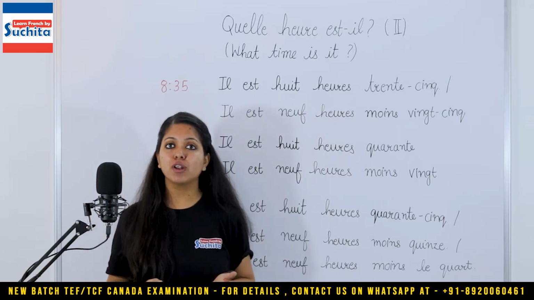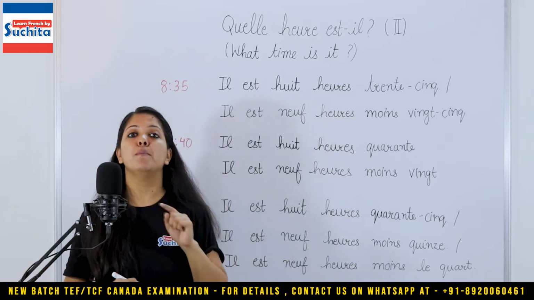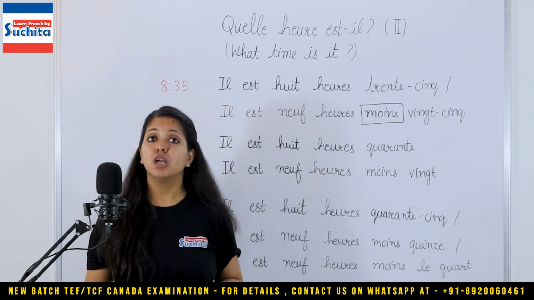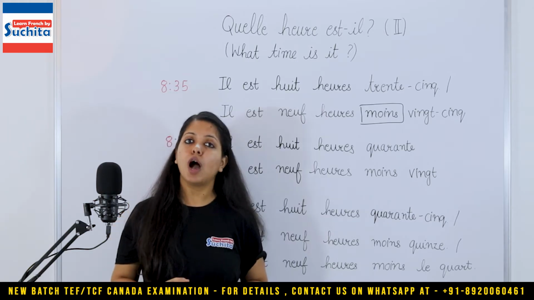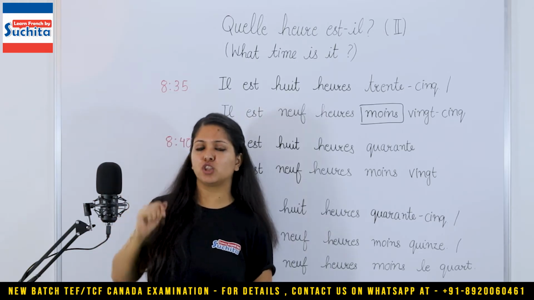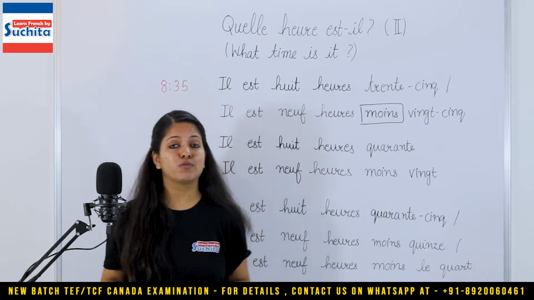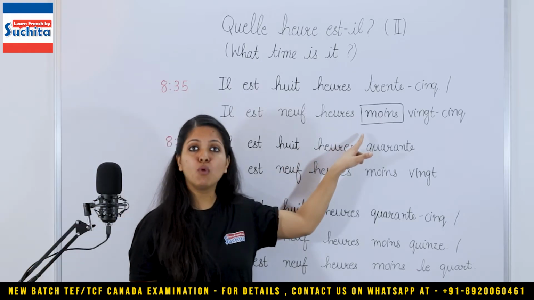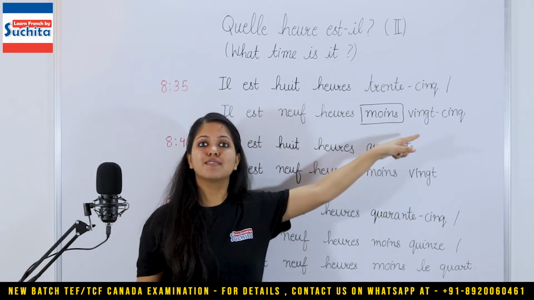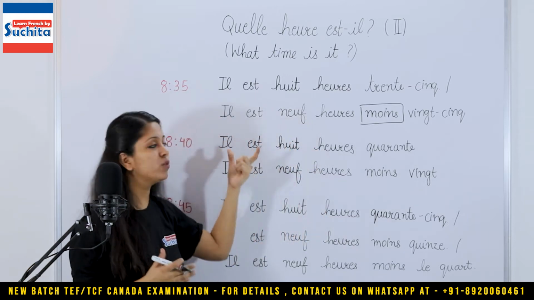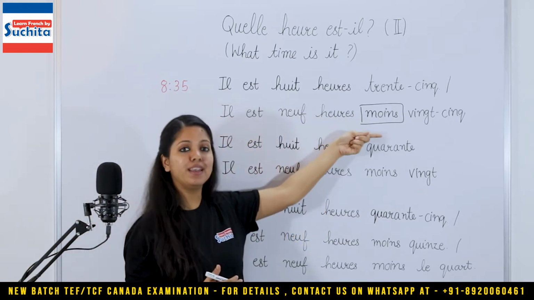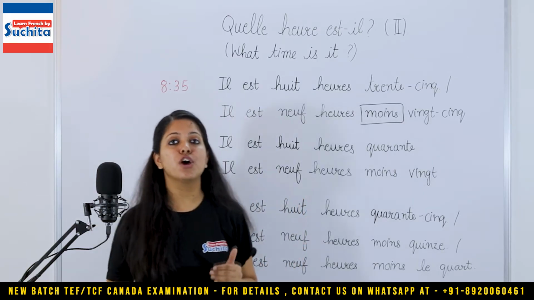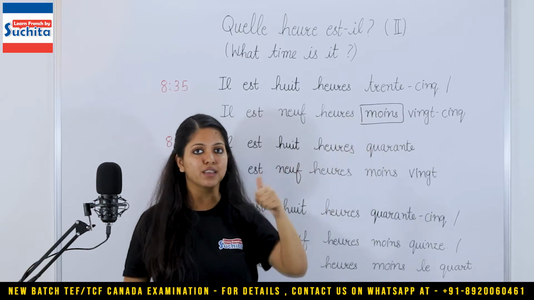So, il est 9h, and here you always have to use the word moins. Moins, that means minus. So, how much should you subtract from 9 to get 8:35? Of course, you have to subtract 25. So, you say il est 9h moins, that's minus, 25. So, that means literally it would be, it is 9 o'clock minus 25. So that gives you, it is 8:35. So il est 9h moins 25.